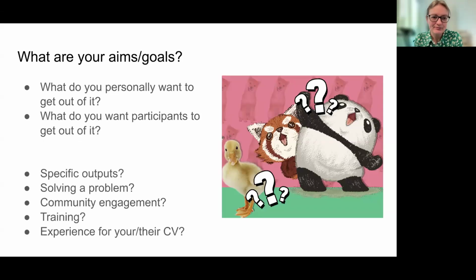You do also need to think about how it's going to help participants gain skills or gain a paper or something as well. What you might want to get out could be specific outputs, a paper, a blog post, trying to solve a problem, or making sure there's community engagement and you're building community.